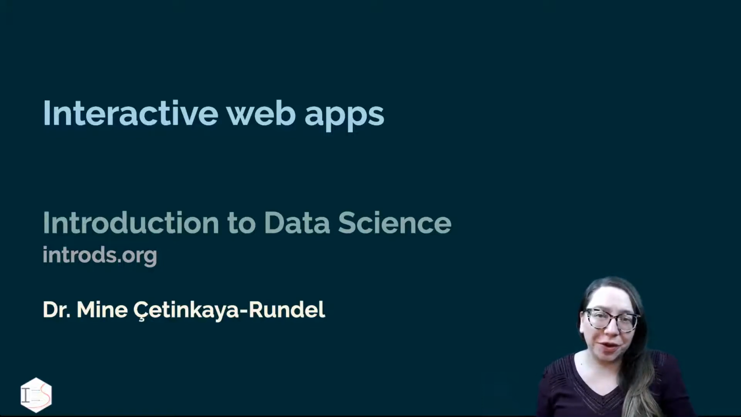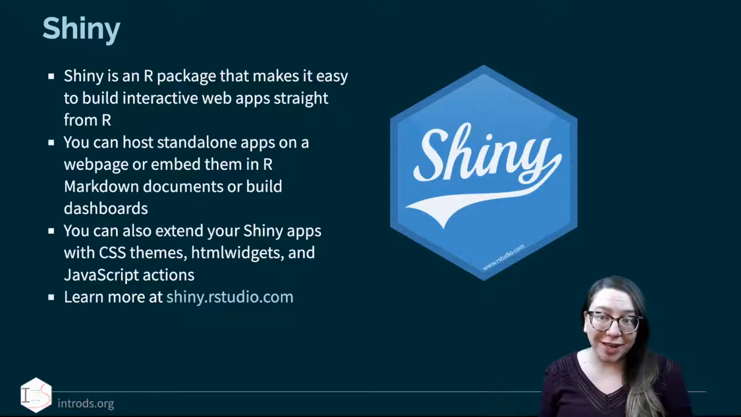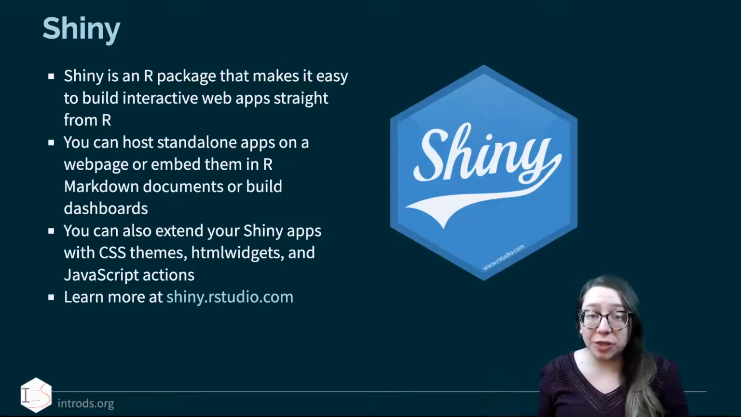Hi, in this video we're going to do a very brief introduction to building interactive web applications in R. The package that we're going to learn about for this is called Shiny, and Shiny basically makes it easy to build interactive web apps straight from R. You can host standalone apps, which is what we're going to be working through today, on a web page, or you can also, with the syntax of Shiny that you learn, embed these interactive pieces in Markdown documents, the types of documents you've been working with, or build dashboards with them too.